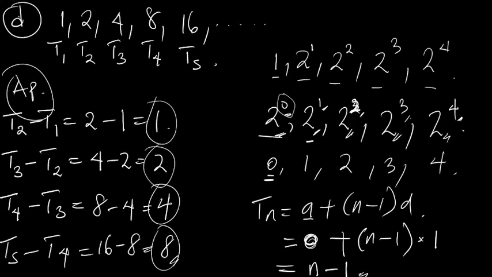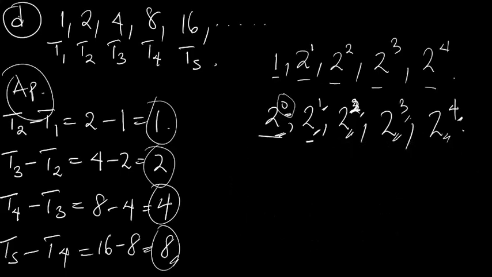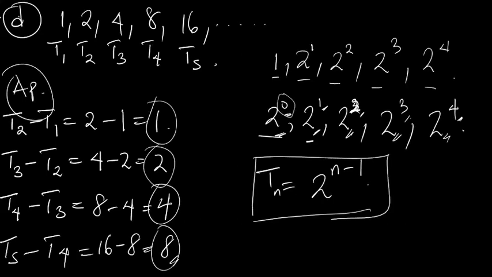So it now implies that the nth term, let me just clean this. We have gotten what we want here. So that means the nth term will now be equal to 2 to the power what? n minus 1. So this is the final answer for the D part of the problem. So now let's look at the E part of the problem.